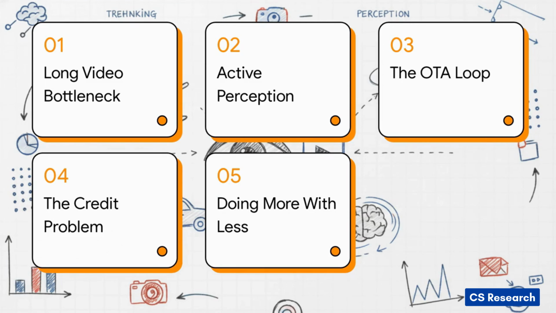Here is our roadmap for this explainer. First up, we'll look at the long video bottleneck. Then, enter active perception. Third, the observation thought action loop. After that, solving the credit problem. And finally, doing more with less.